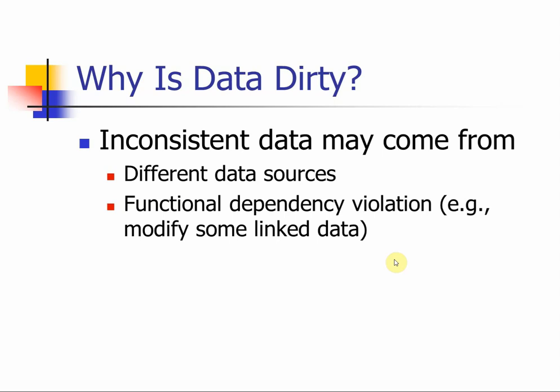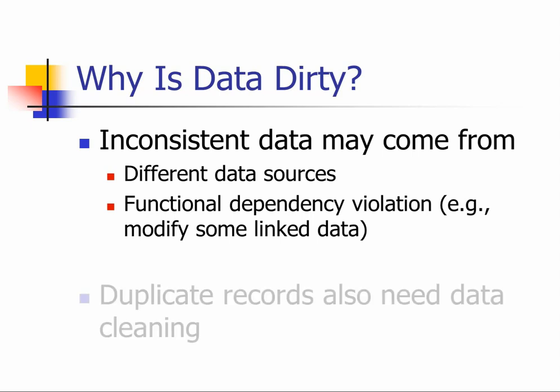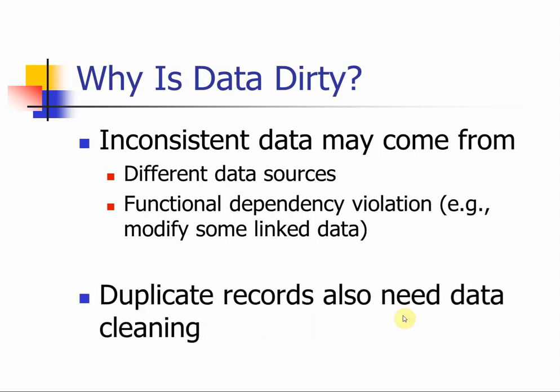Functional dependency violation. For example, if we modify some linked data, it may no longer retrieve the original information. Say the first attribute is the birthday and the second attribute is the age, so that you can easily derive your age from your birthday. However, if the link is broken, say the first attribute is no longer birthday because you changed something else, then you will break that program and you may get some inconsistent data. Duplicated records also need to be cleaned.